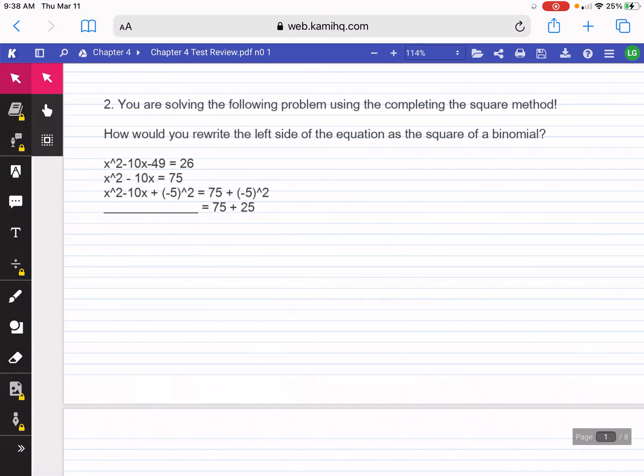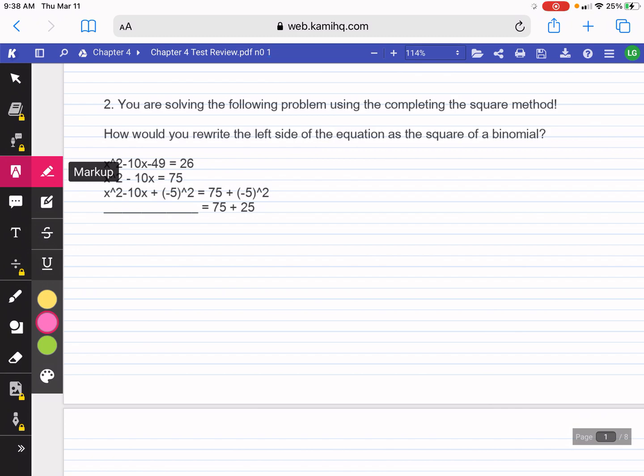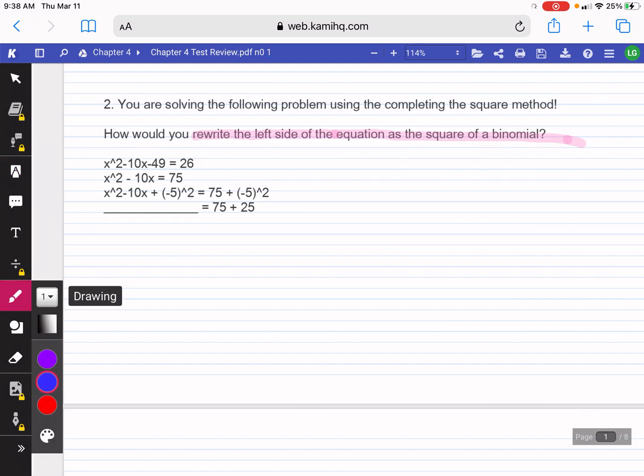Here we're continuing with the same problem. So we already completed the square, and now it wants to know how would we rewrite the left side of the equation as the square of a binomial. Remember, binomial means two terms. So here I'm going to change it. Instead of x squared minus 10x plus negative 5 squared, we're writing it as the square of a binomial.